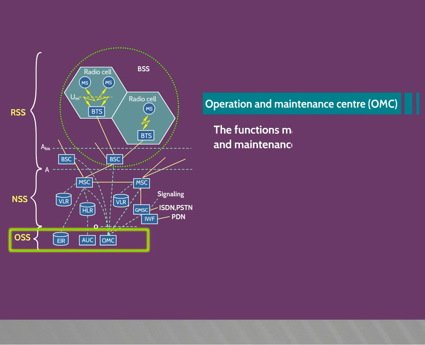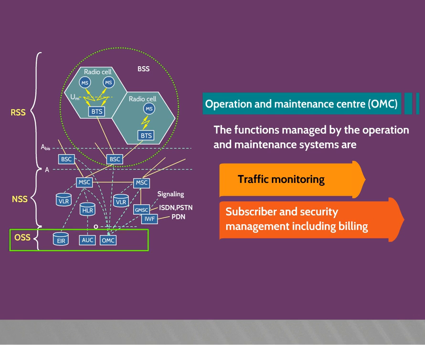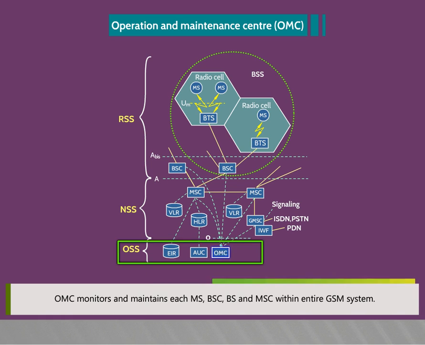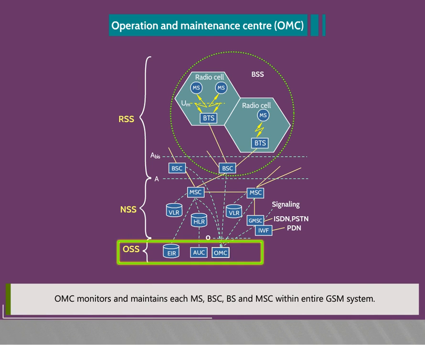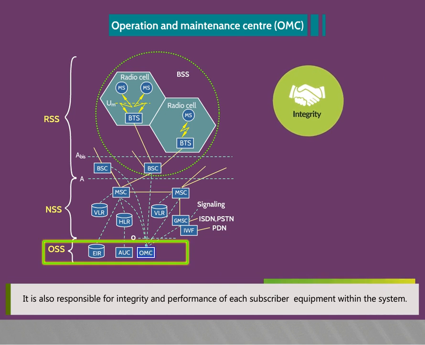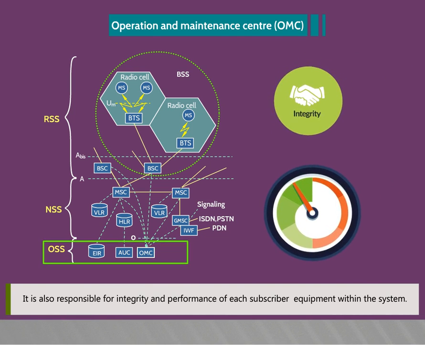The functions managed by the operation and maintenance systems are traffic monitoring, subscriber and security management including billing, status of network entities in a report form. OMC monitors and maintains each MS, BSC, BS and MSC within the entire GSM system. It is also responsible for integrity and performance of each subscriber equipment within the system.